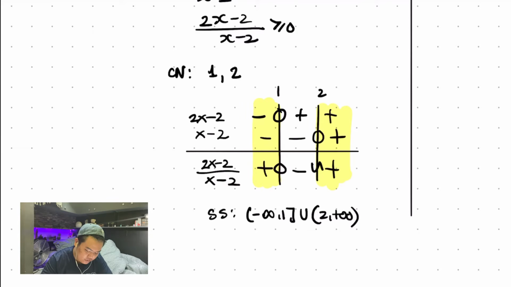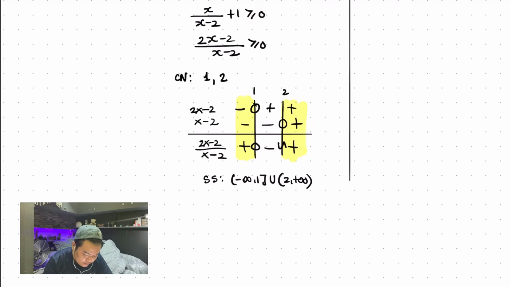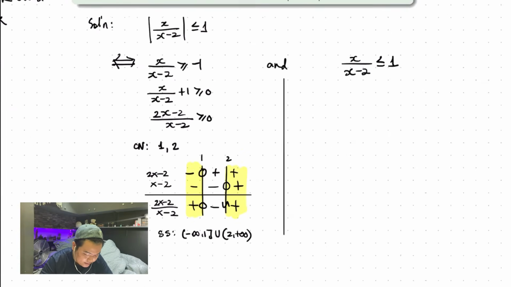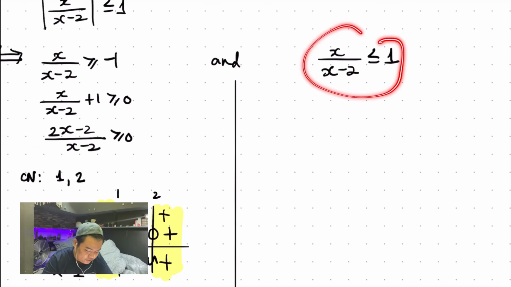Hindi kasali si 2 kasi undefined siya. Kasali si 1 kasi 0 siya. Gusto mo greater than or equal to 0. So, eto, itatabi muna natin to. Mamaya natin kakailanganin yan. And then, dito naman tayo magfo-focus kung ano yung ginawa natin dito. Gagawin natin dito.